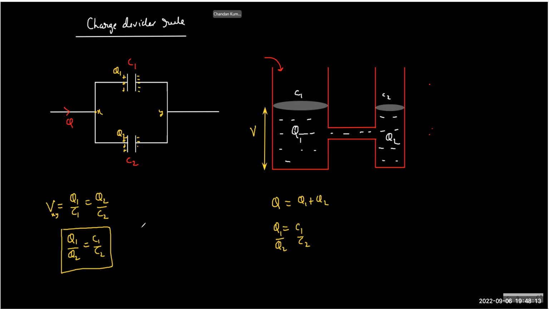So the total amount is given, the ratio is given. So as per the logic of ratio and proportion, what is Q1? It is C1 by C1 plus C2 times Q. So these two rules are sufficient to solve any JEE question with ease. You can do it almost mentally, 99% of questions, except a few.